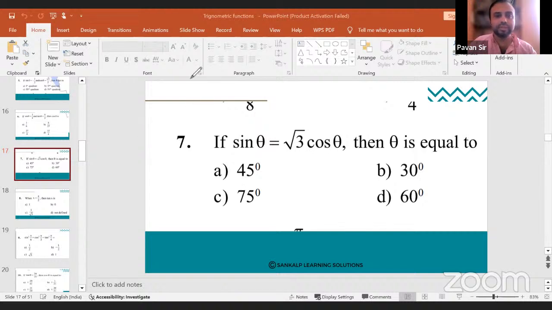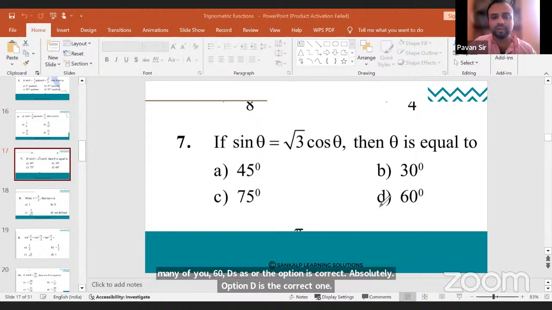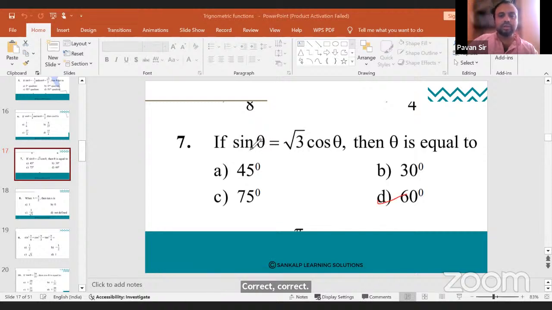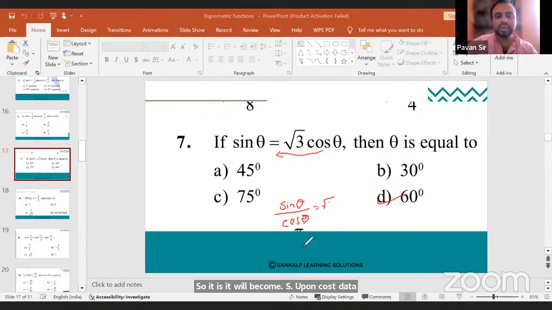So many of you have given the answer. 60. D is the answer, or D option is correct. Absolutely. Option D is the correct one. Just transpose cos theta to the LHS side. So it will become sin theta upon cos theta, which is equal to root 3. Sin theta upon cos theta, I hope you know that, is tan theta. Tan theta is root 3, equal to tan 60 degrees. So it is 60 degrees, the answer.